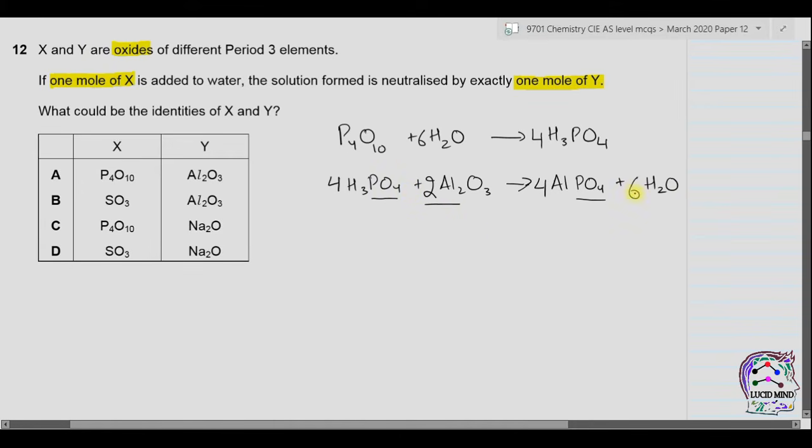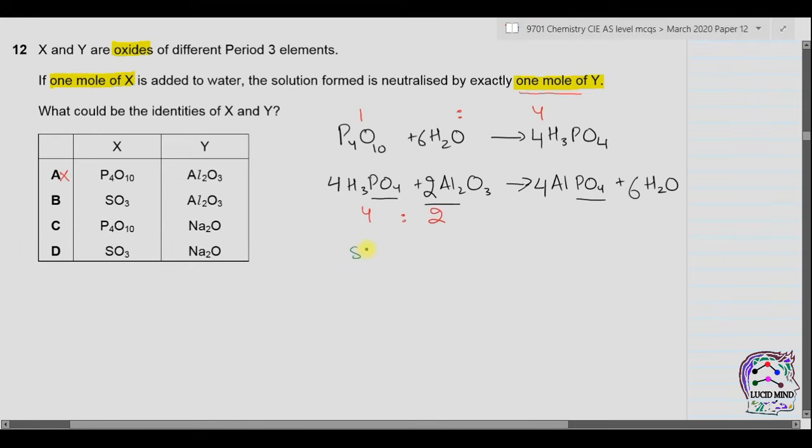we have 6 H2O. So now we can see that 1 mole of P4O10 produces 4 moles of H3PO4, and 4 moles of H3PO4 require 2 moles of aluminum oxide. While in the question it says there should be 1 mole of Y. So it means it is not A. Coming to part B.